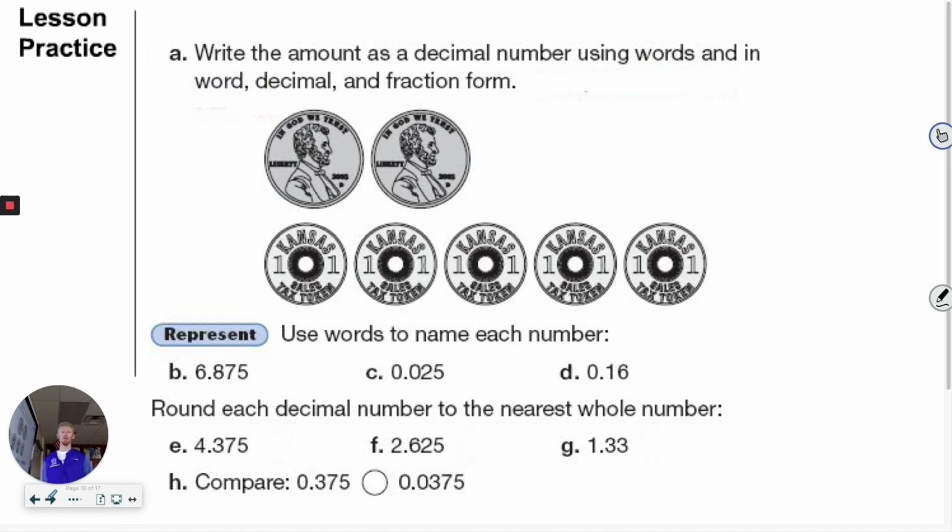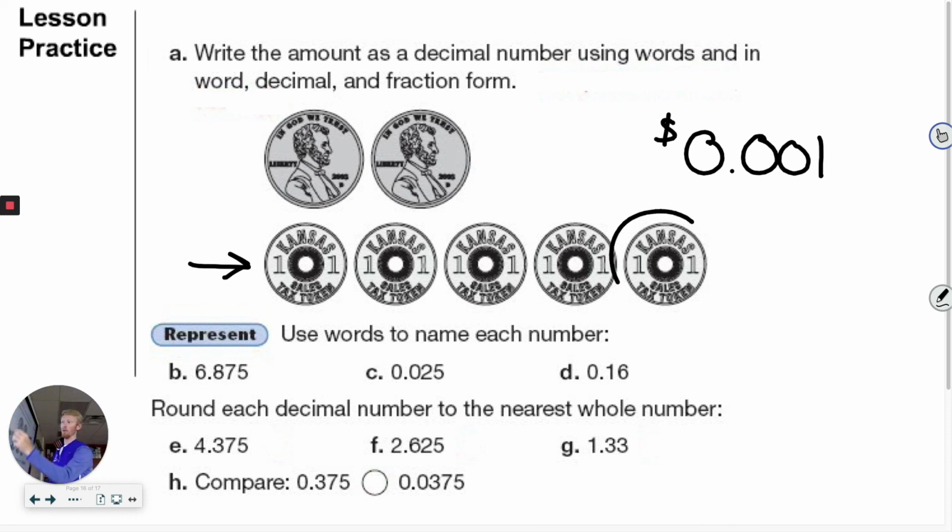All right, this is part of your lesson practice. Just so you know, because I know some of you don't know what these represent. These are 1/10 of a cent. So that could be written like this. 1/10 of a cent. So 10 of these coins equal 1 penny, 1/10 of a cent.